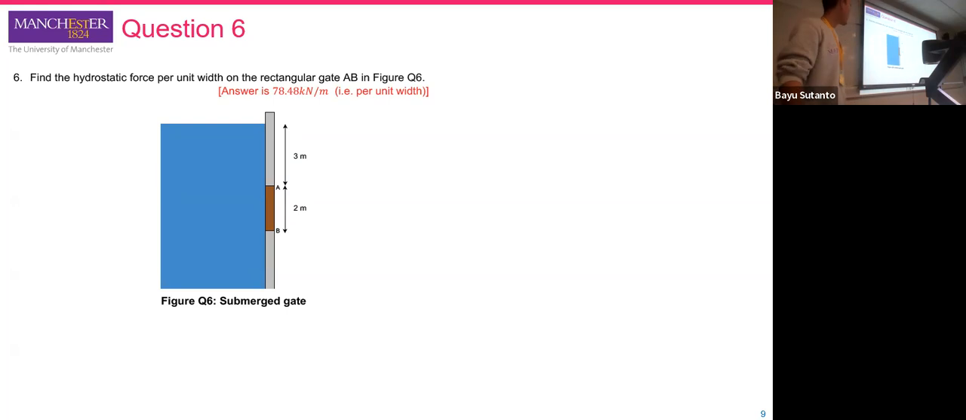In this case, the location is 3 meters below the water surface, and the depth is 2 meters. Because the construction is rectangular, we know that the center of gravity is going to be in the middle of the 2 meters.